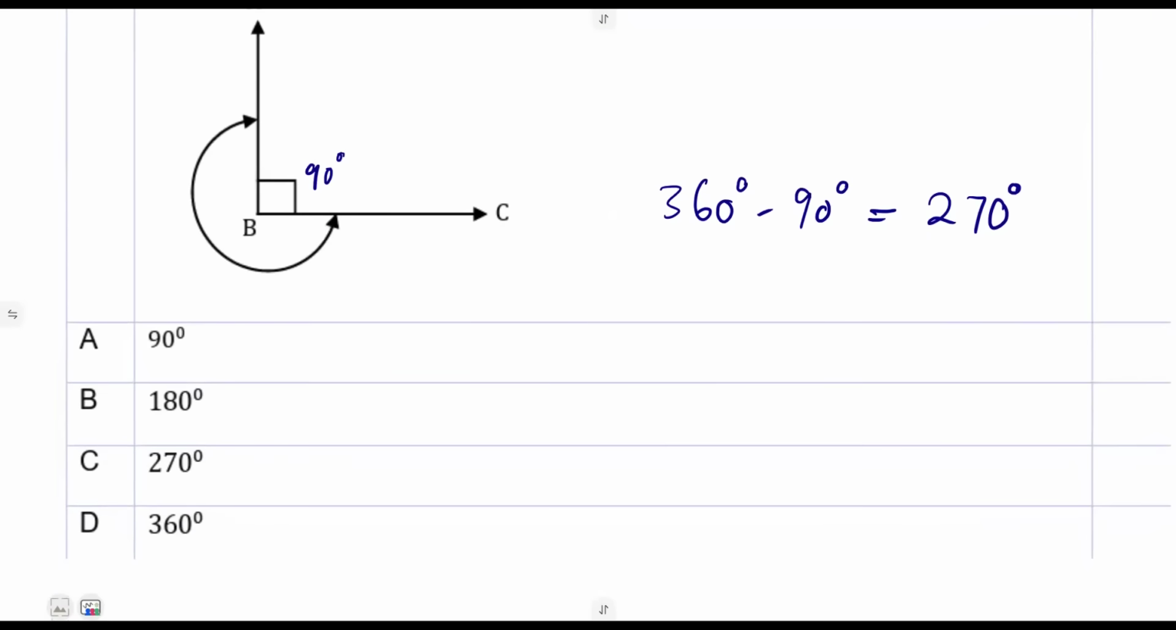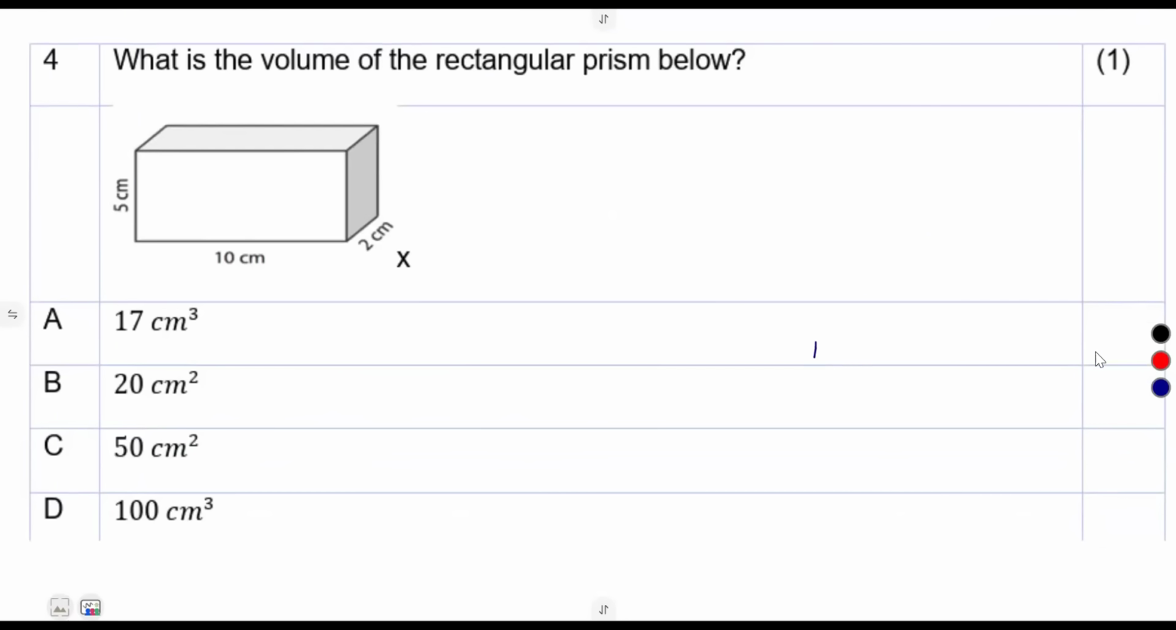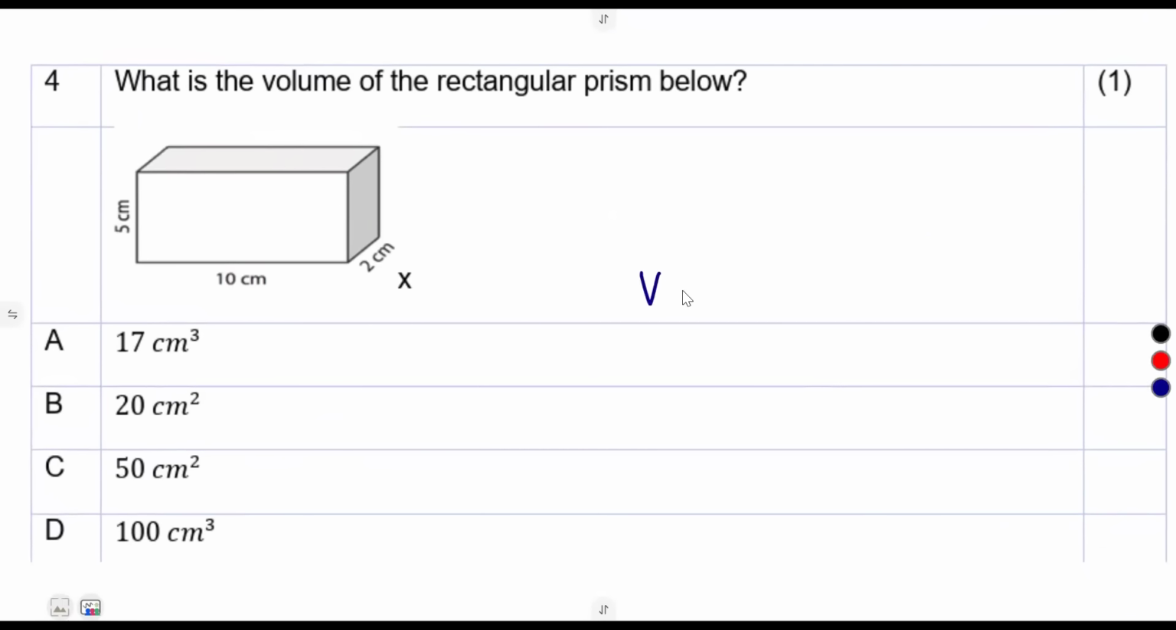270 degrees. So the best answer was going to be on what? On C. All right, let's consider what is the volume of the rectangular prism below. Remember, volume of a rectangular prism, that is the base area times what? Times the height. Length times breadth times the height, or you can use length times width times height.